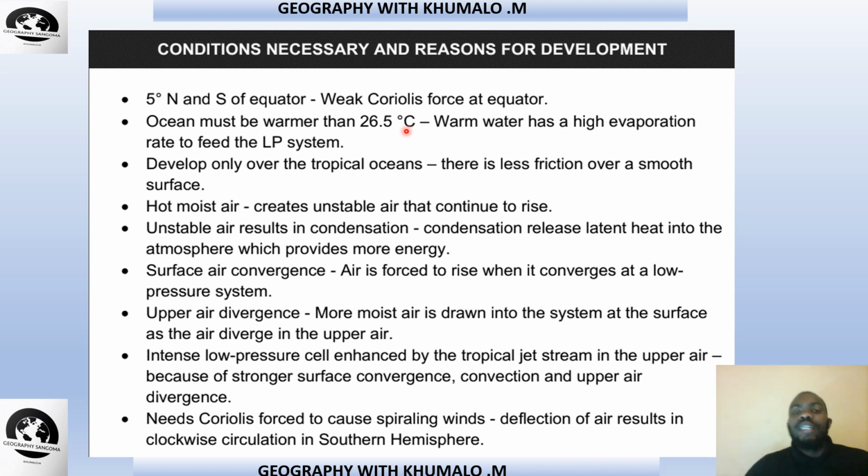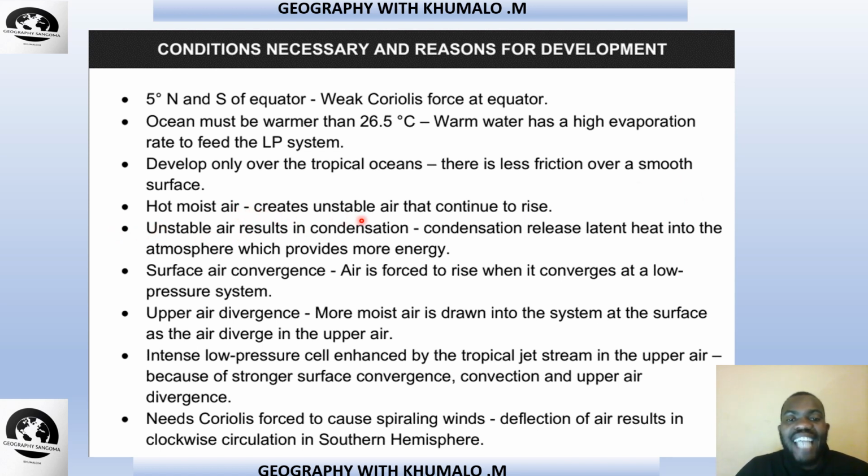Which means it requires warm waters with a high evaporation rate to feed the low pressure system. So the temperature that is required for a tropical cyclone to form will be 26.5 degrees Celsius. So it's 26.5, or you can say 27, but it is around 26.5 degrees Celsius. And then it develops only over the tropical oceans. Why is it developing over the tropical oceans? It's because there is less friction over a smooth surface.